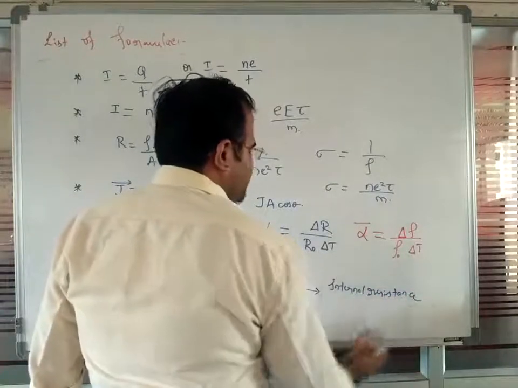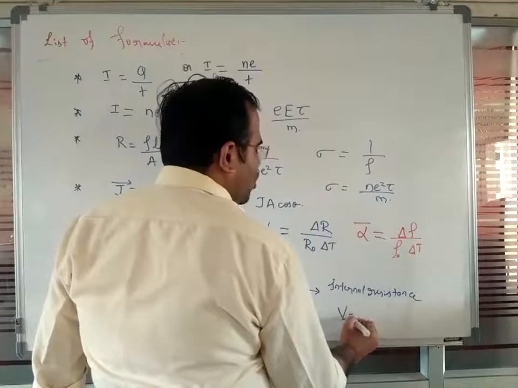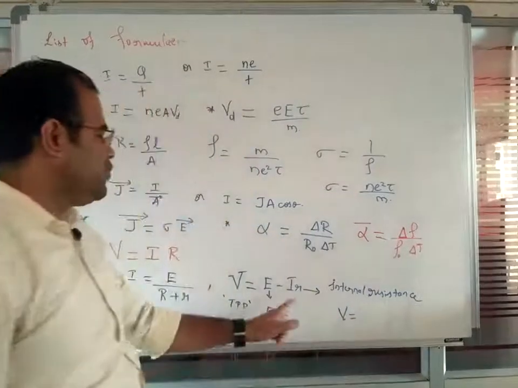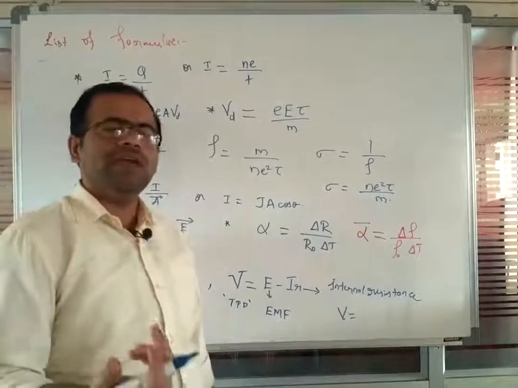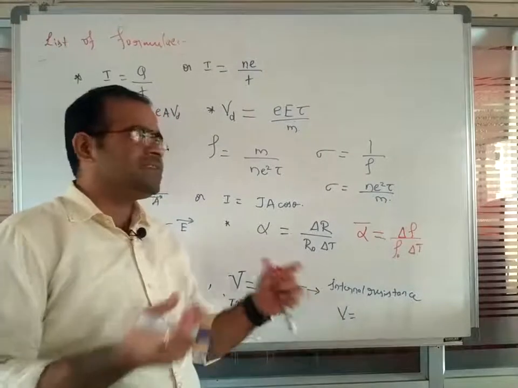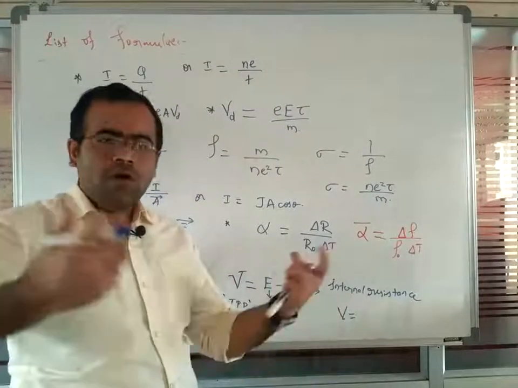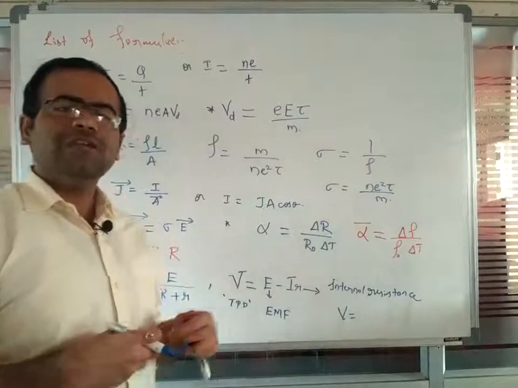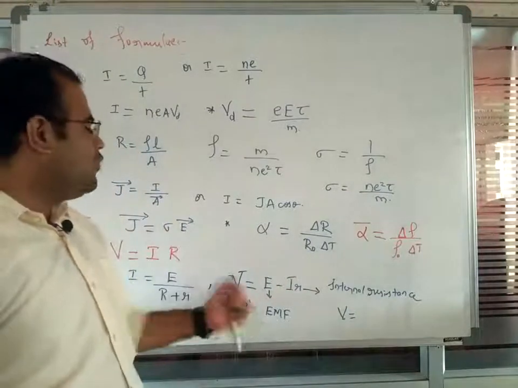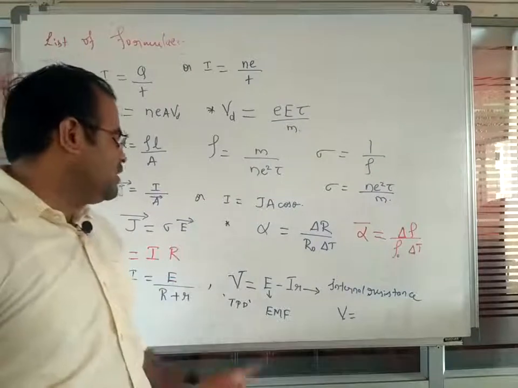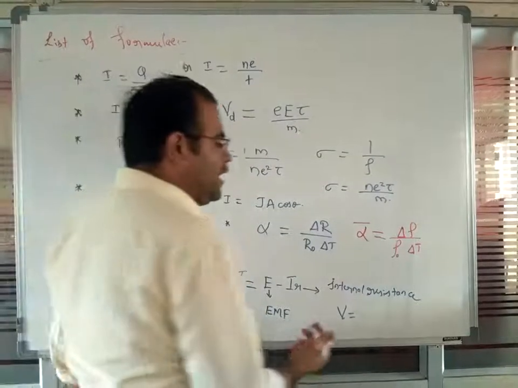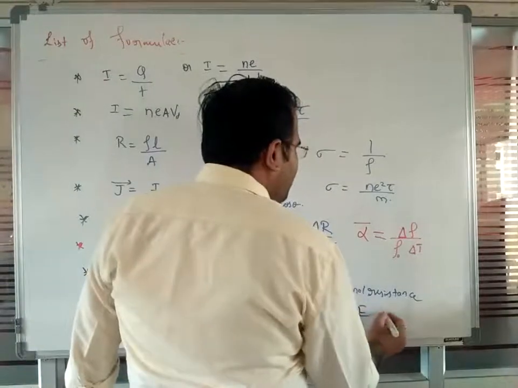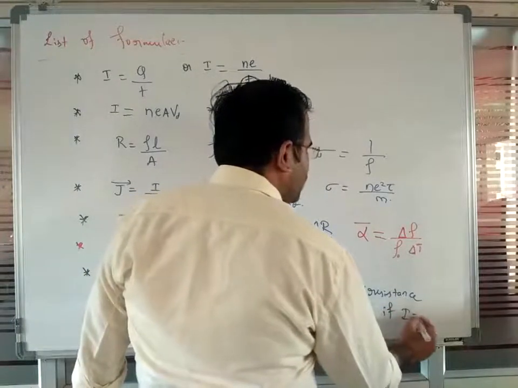Whenever there is no electric current drawn by the circuit, that is, suppose I value is 0, what is the meaning? No electric current is drawn from the circuit. So when you do not draw any electric current from the circuit, what condition comes? The terminal potential difference is going to become equal to the EMF of a cell if I is equal to 0.